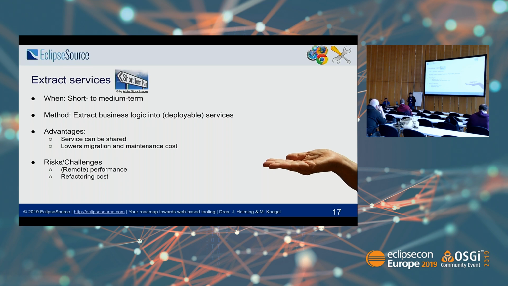So another example is the generator, for example, if you have a code generator. Those kinds of things can often be well extracted into a deployable service. You might even run it in a Java-based JVM while your tool front end is maybe a JavaScript-based, Theia-based solution.